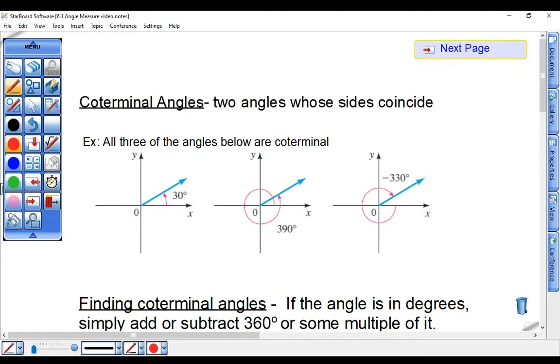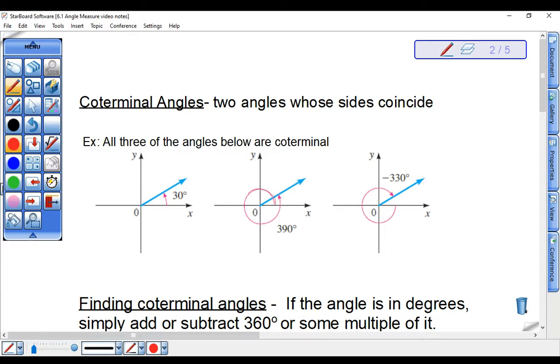All right, let's talk about what are called coterminal angles. So we got a lot of vocabulary words we're learning here. Coterminal angles, that's simply two angles where the sides of that angle line up. So all three of these angles here are coterminal. So for instance, a 30-degree angle would line up with a 390-degree angle.